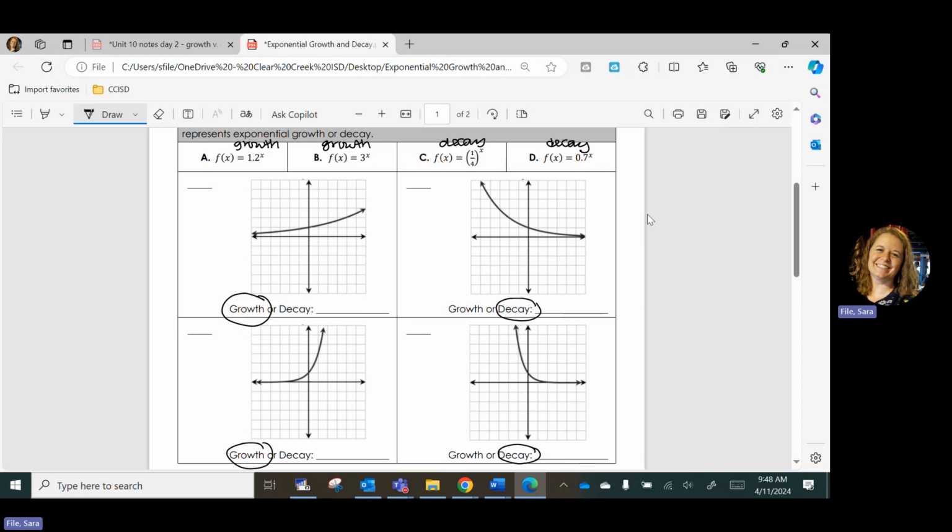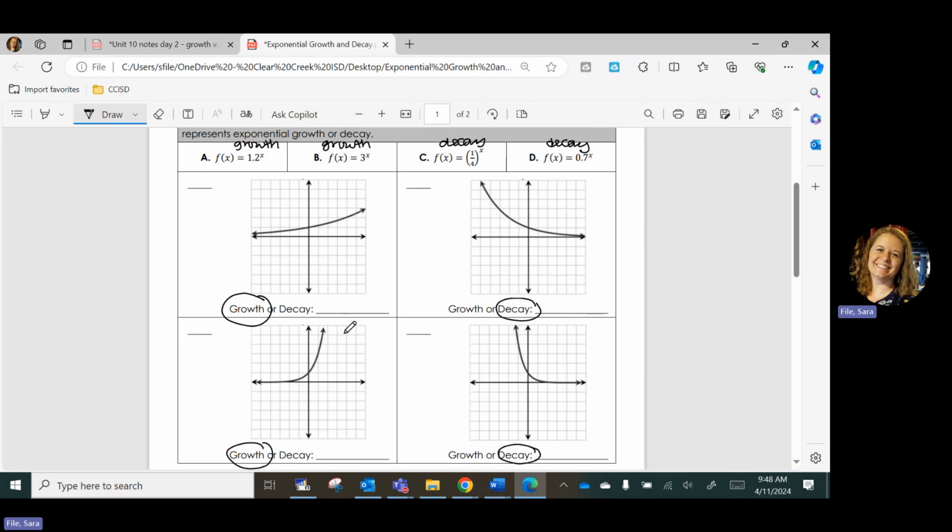Okay, so now we just need to match which was which specific equation. So remember, we talked about last week when that b value, that base value, the higher it gets over 1, the more steep the increase, the more quickly it's growing. So 3 is greater than 1.2. So 3 is going to be this steeper one over here.